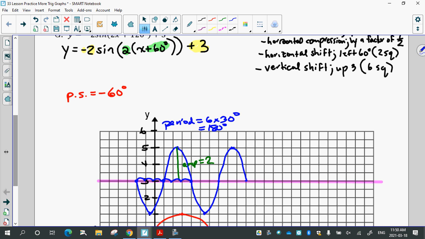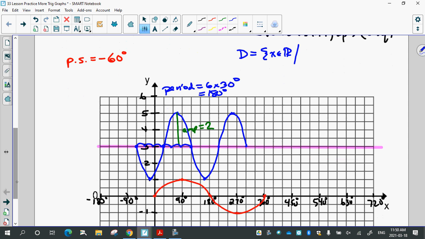My domain, so all real numbers as long as, leftmost, I'm at negative 60. And rightmost, I'm at 30 degrees past 270, so that's 300 degrees.